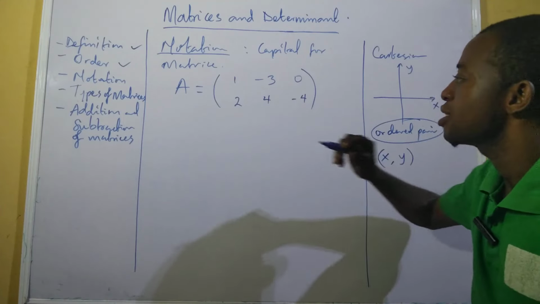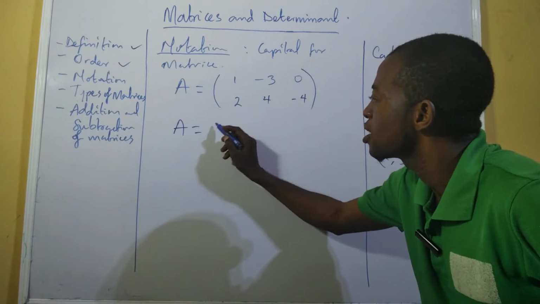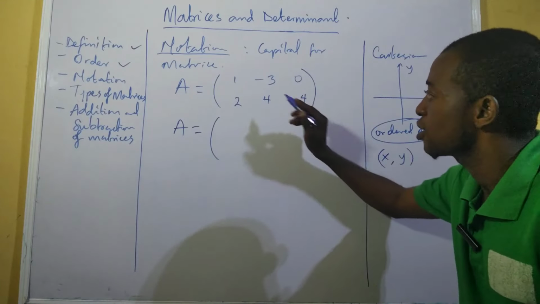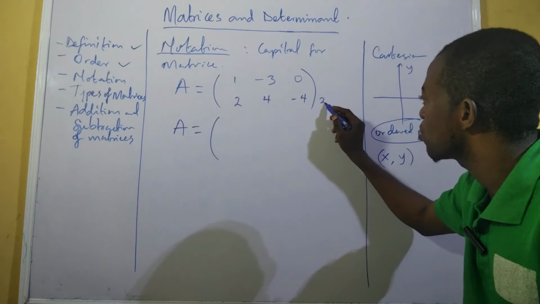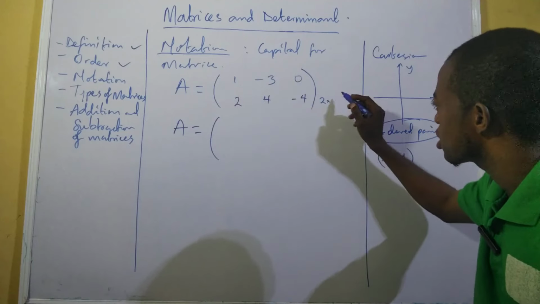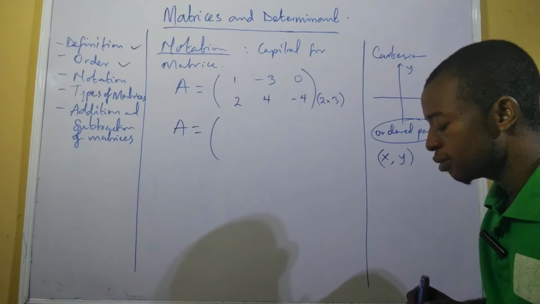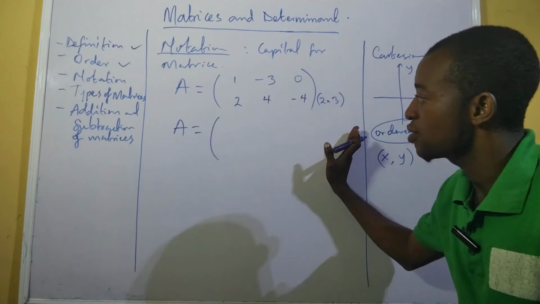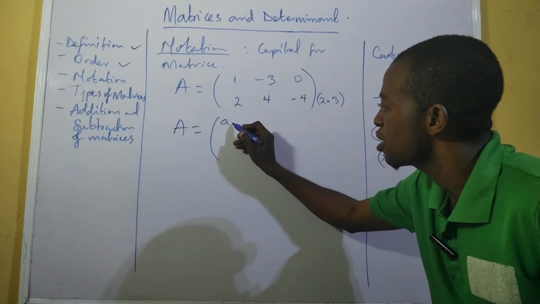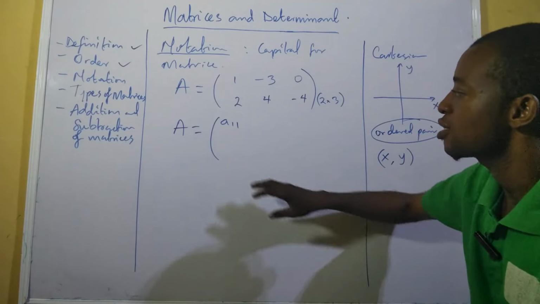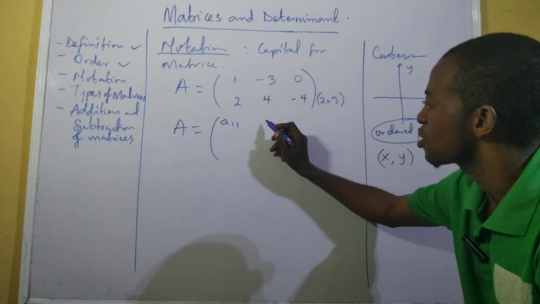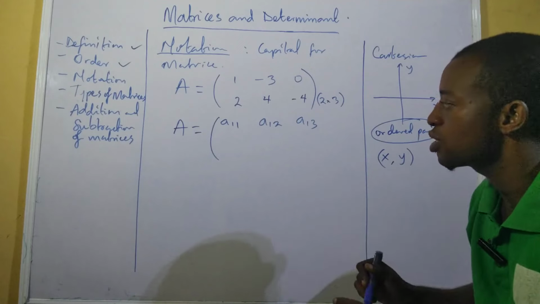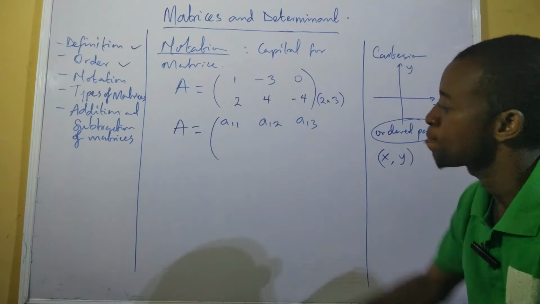Now what this means is that we have matrix A which contains these elements. We have 2 rows here, row 1 and row 2, and columns 1, 2, 3, so that's 2 by 3. Now if I want to write this element using small letter a, I can say a11. Now we should understand what a11 means. And also here we have a12, a13. Now let me explain what this subscript means.